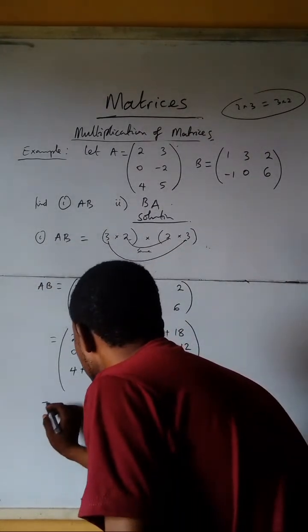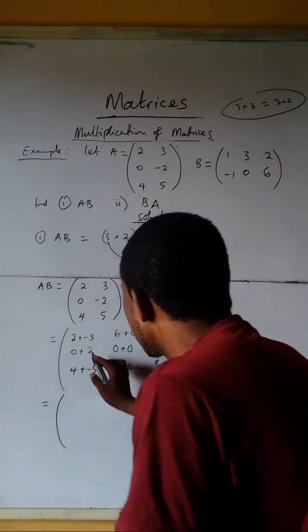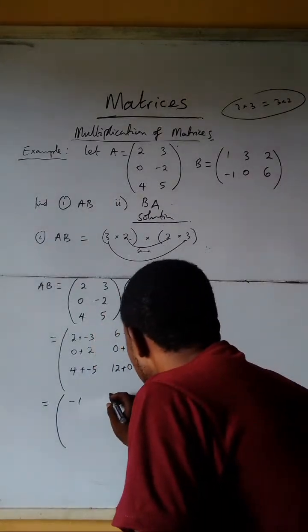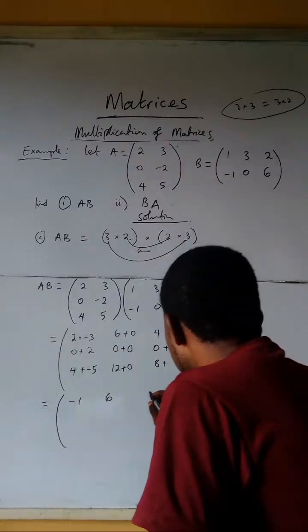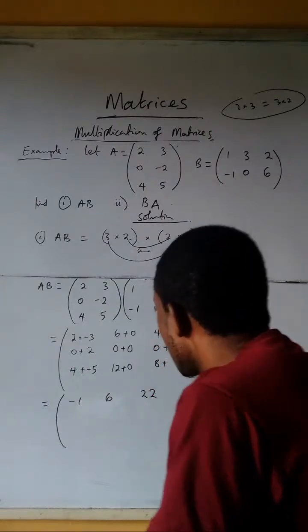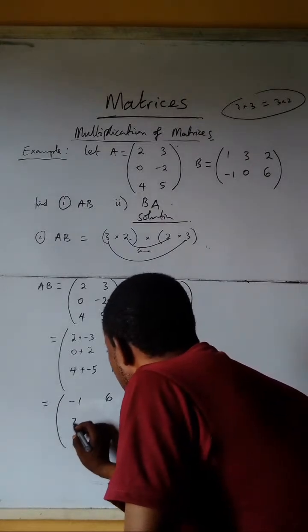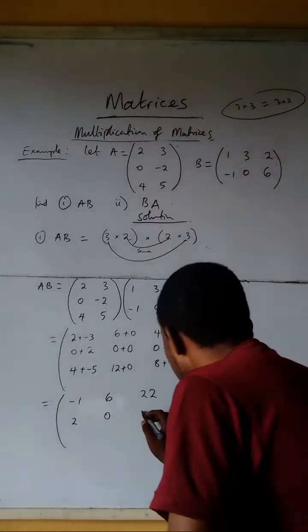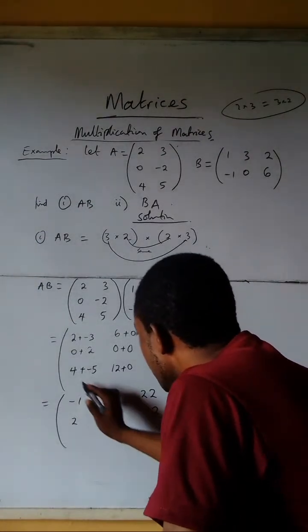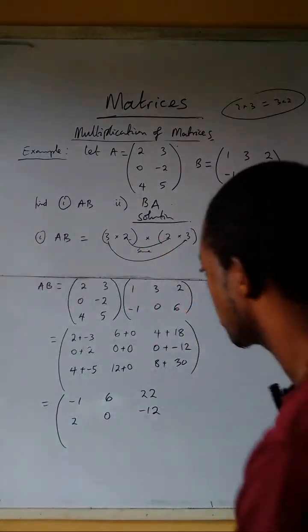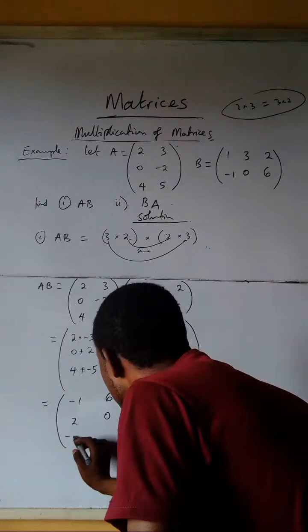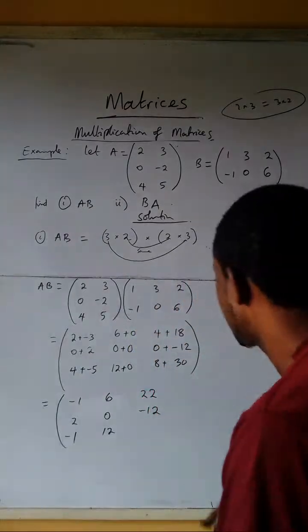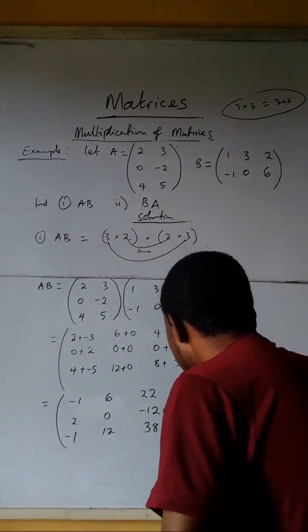So here, this becomes 2 plus minus 3, same thing as 2 minus 3, which is minus 1. Then 6 plus 0 here, we have 6. Then 4 plus 18, we have 22 here. Then 0 plus 2, that gives us 2. 0 plus 0, that's still 0. 0 plus minus 12, that's still minus 12. Then 4 plus minus 5, that's 4 minus 5, which is minus 1. Then 12 plus 0, that's 12. 8 plus 30, that's 38.